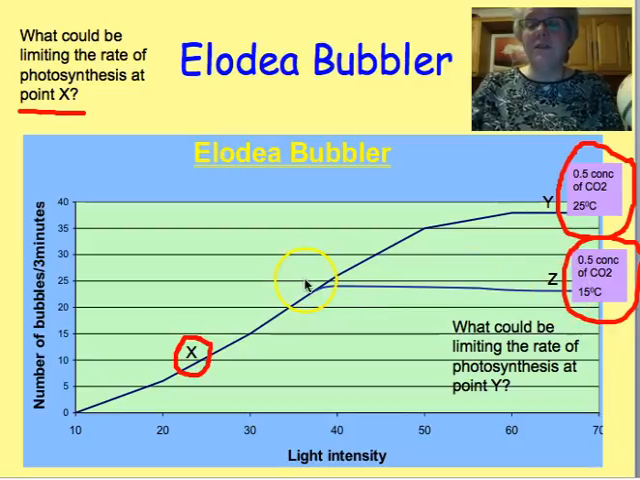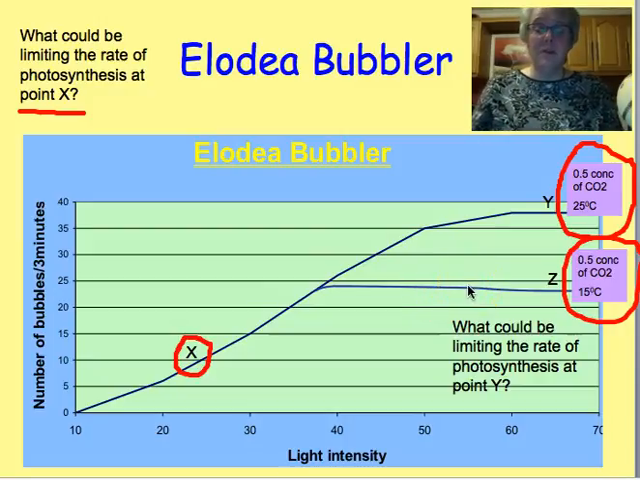And we've said before that when it starts to level off here, it could be carbon dioxide concentration, or it could be temperature that is limiting it. But we can't say for definite which one it is. Now, in order for us to be able to do that, we need added information, and they've given us added information here. So if we look at point Z here and at point Y here, you will see that there's the same concentration of carbon dioxide being given to both of these. But the temperature here and the temperature here are different.